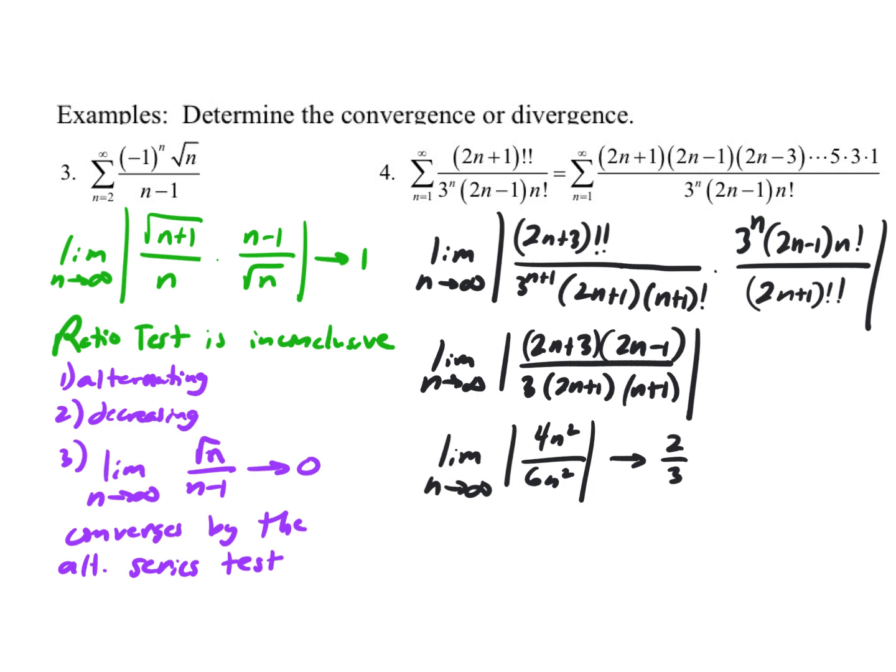What does this tell us? Convergent, because? Less than 1. That's important. Say that it's less than 1. So now I can say that it converges by the ratio test.